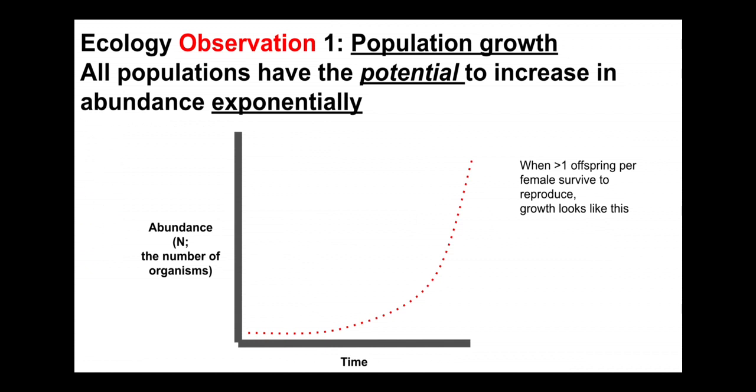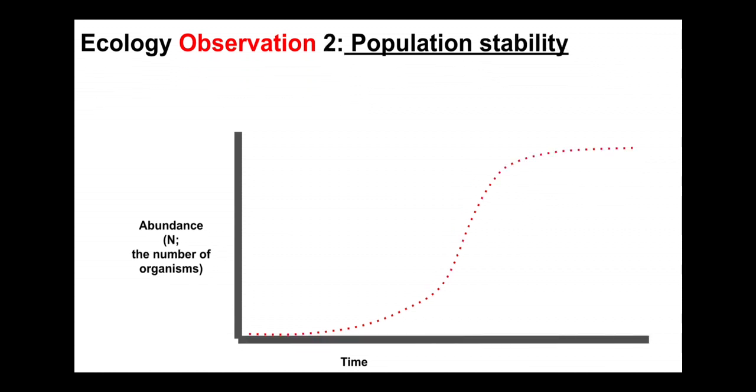So again, all populations have the potential to increase in abundance exponentially whenever the number of offspring produced per female is greater than one. That can happen. So it's not just weeds or viruses or insect pests. It's literally any organism, even elephants, whales, have the ability to increase exponentially.